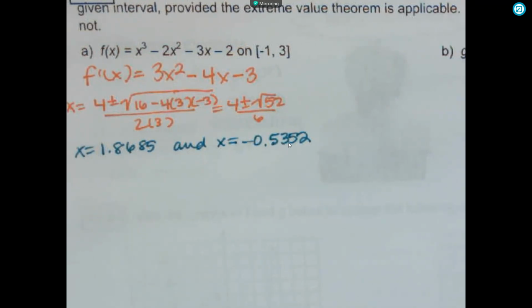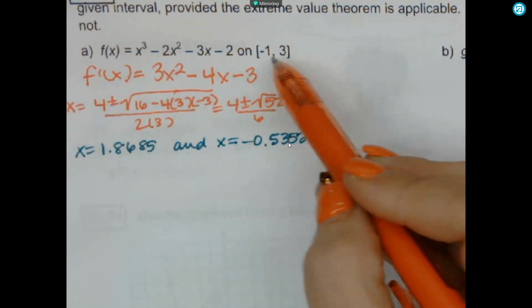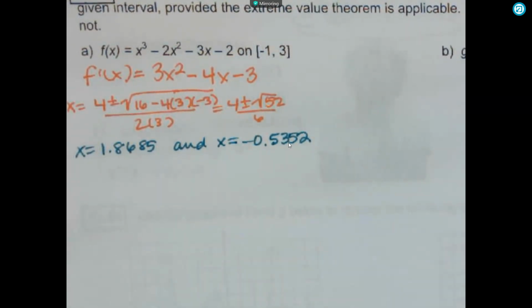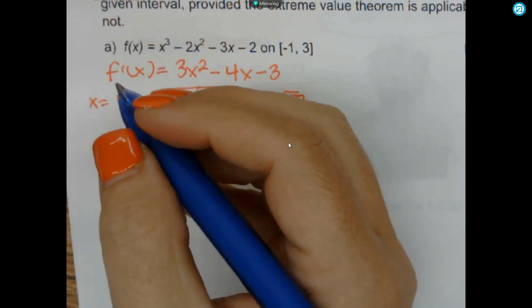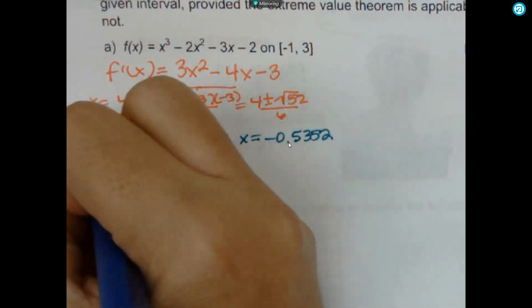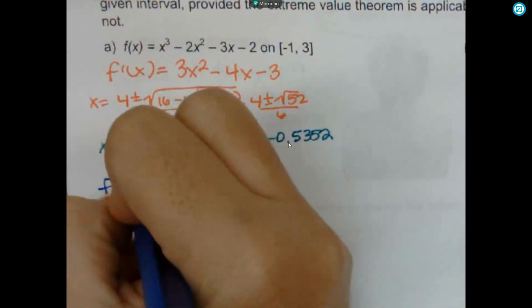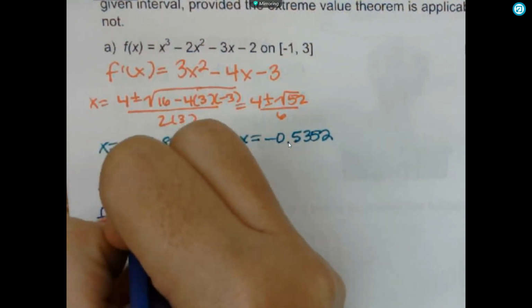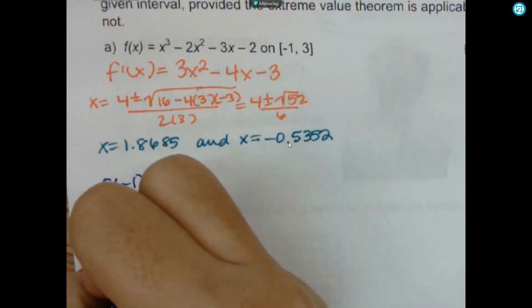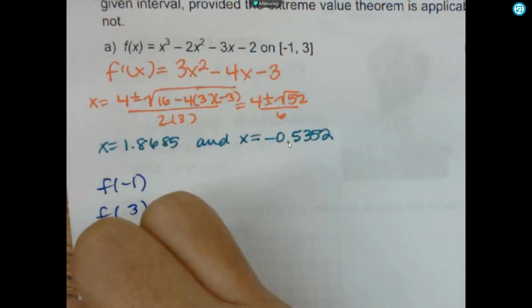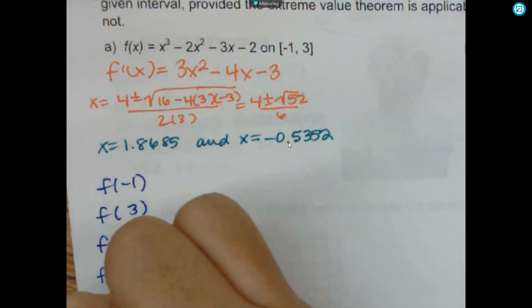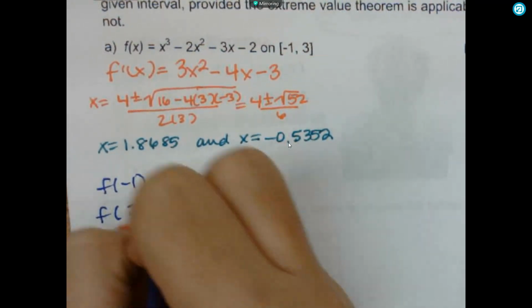All right. So now we've got our two interval points and we've got our two zeros. So we're going to find the value of those. So we've got to do f of -1, f of 3, f of 1.8685, and f of -0.5352.